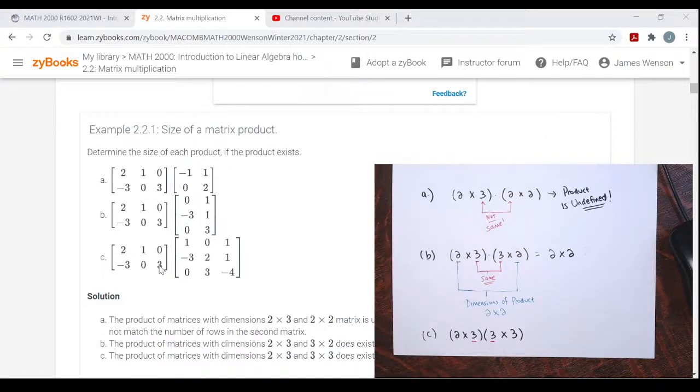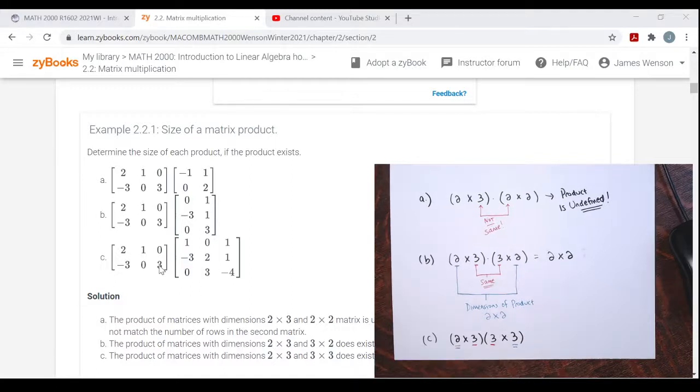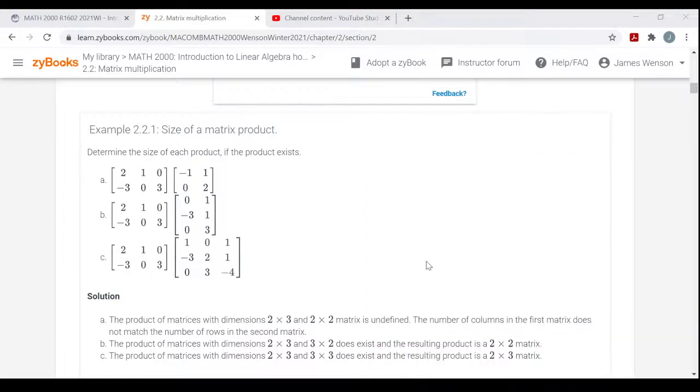And then what's the size of the final result? What would be the size of the product? These outer numbers, right? The number of rows of the left and columns of the right. So a 2 by 3 multiplied by a 3 by 3 will end up being a 2 by 3 matrix. Okay. All right, and you can read that all here as well.